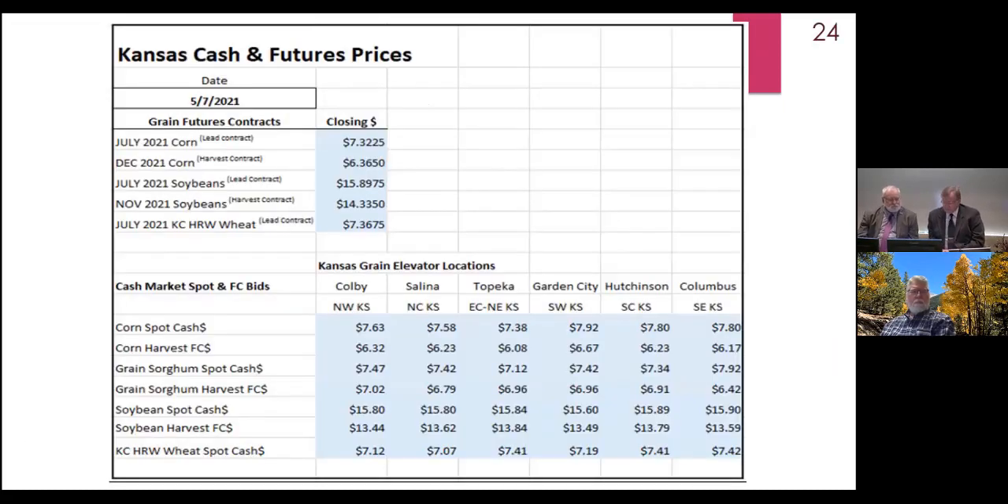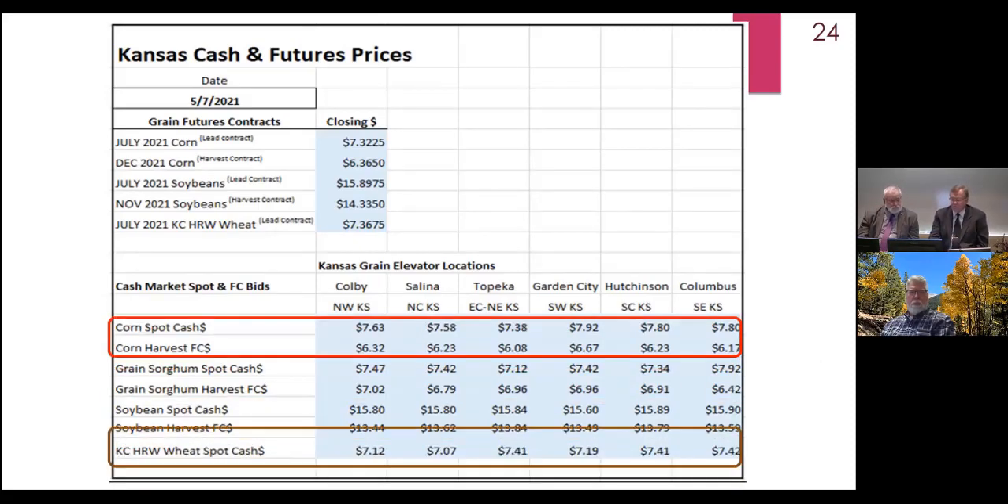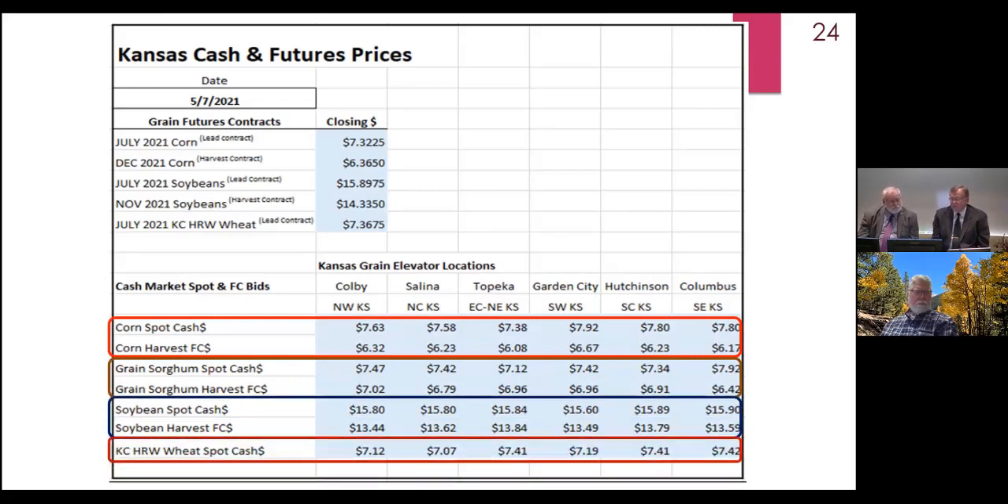I wanted also to show corn, soybean, and wheat prices. And note we have the spot cash prices. This was on Friday's close, but you have the new crop forward contract numbers. And you see across the board there, particularly the strength in Southwest Kansas, you see 6.67 per bushel for a new crop bid for corn, 6.96 for grain sorghum, kind of sticking with Garden City, 13.49, almost 13.50 in Garden City for soybeans, and 7.19.